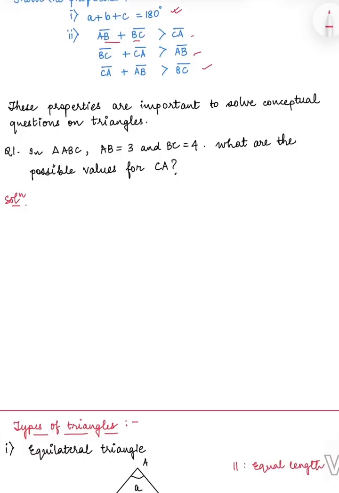So the first thing is, it's given that in a triangle AB is 3, BC is 4. We have to find out the possible values for CA. So let's draw any random triangle. If this is the triangle A, B and C, it is given that AB is 3, BC is 4 and we have to find out this. So let AC or CA, whatever, be X. Okay, so this is X.